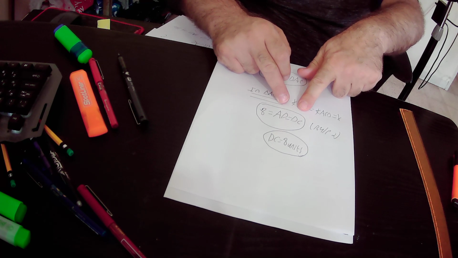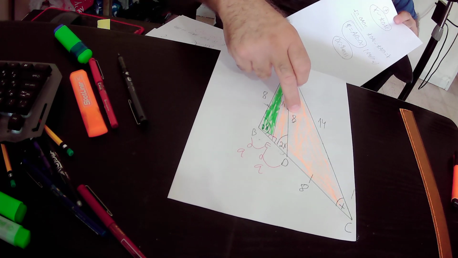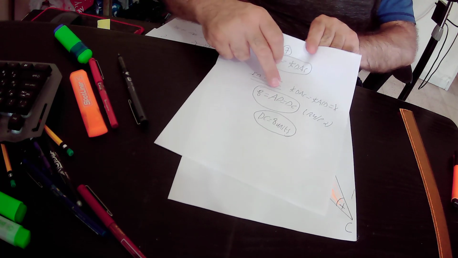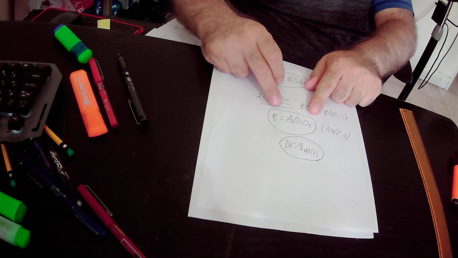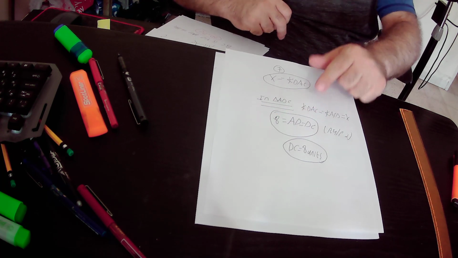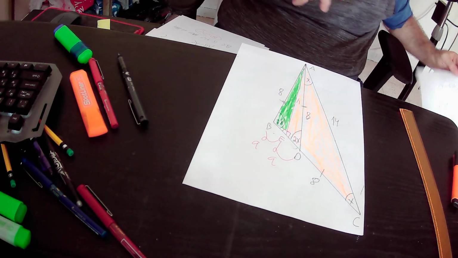That is to say, AD equals DC. But we know that AD equals 8 units. AD equals 8 units. So from this equality we can derive that DC also equals 8 units. Okay, DC also equals 8 units.